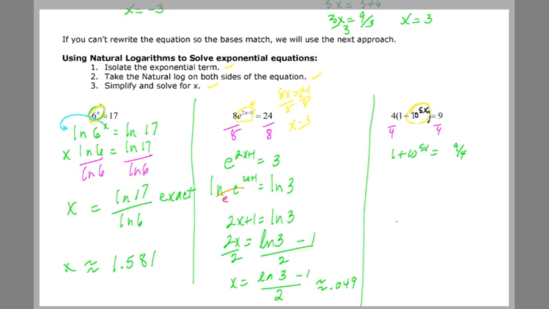Okay, still working on isolating this 10 to the 5x. Let's go ahead and subtract 1. So I get 10 to the 5x equal 9/4 minus 1. Now we have to pull in a little arithmetic. This is like 9 over 4 minus 4 over 4, which is 5 over 4. 10 to the 5x is equal to 5 over 4.